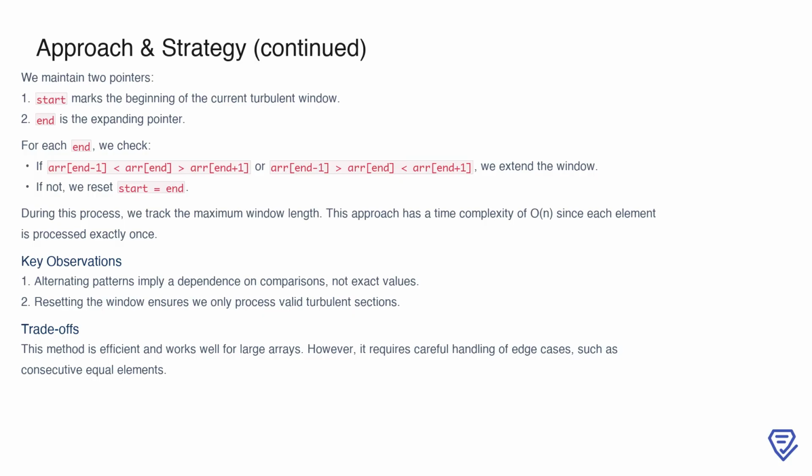This method is highly efficient, as each element in the array is processed only once, leading to a time complexity of O(n). There are a few key observations here. First, the alternating pattern relies on comparisons between elements, not their exact values, making the approach generalizable. Second, resetting the window ensures we focus only on valid turbulent sections without redundant checks. While this approach is efficient, edge cases like consecutive equal elements require careful handling, as they can interrupt the turbulent pattern.